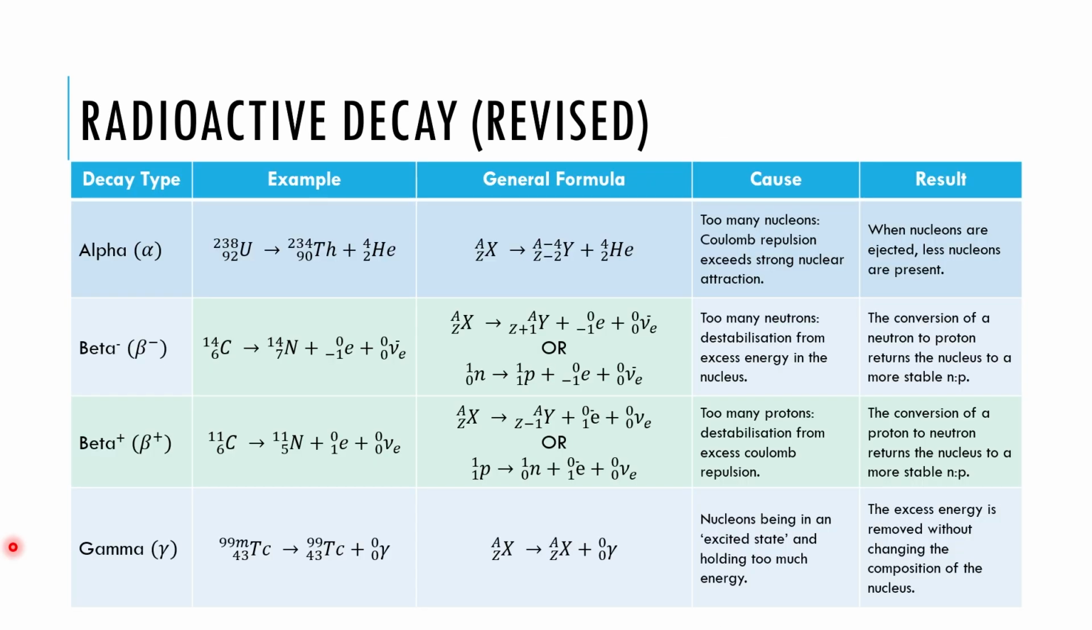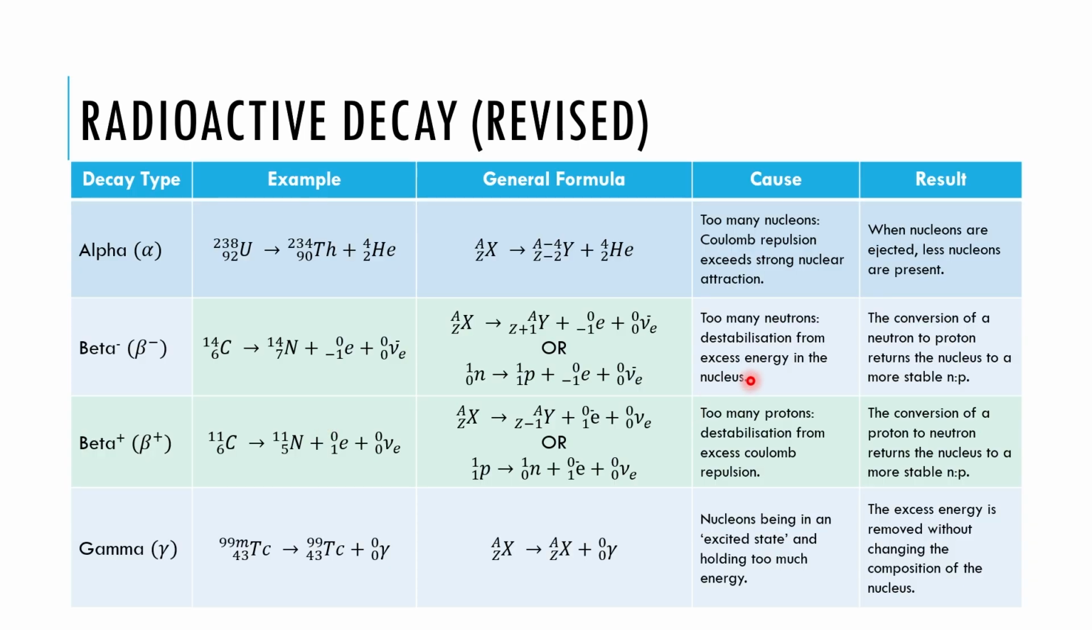So what does that look like in practice? For beta plus decay, we see that for a nucleus with too many protons, one of those protons will convert effectively into a neutron. This will keep and maintain the mass number of the particle, but reduce the proton count. So where has this charge gone? Well, it's left through the emission of a positron, a beta plus particle, or an anti-electron, whatever you want to call it.